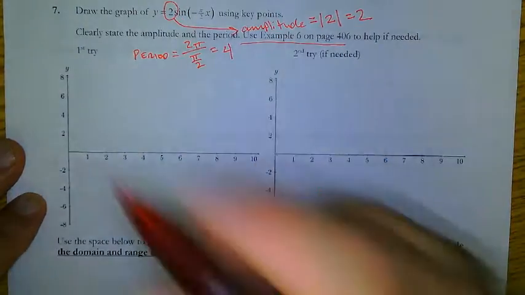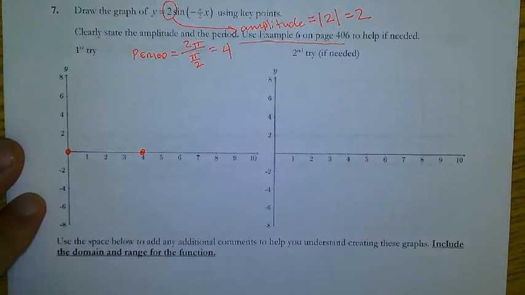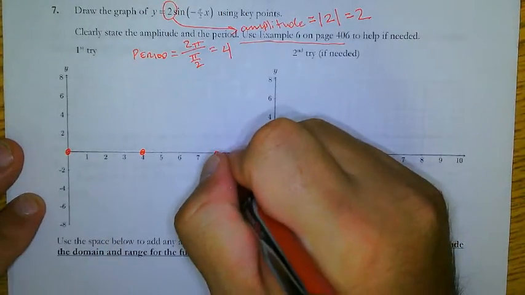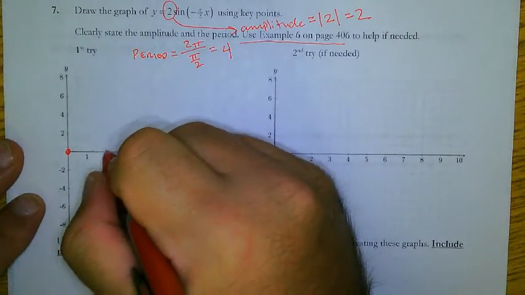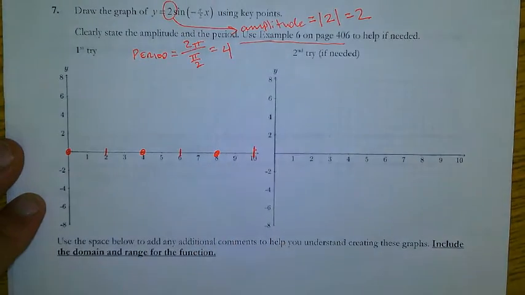This is a sine function, so I know at the beginning of my period and at the end of my period, I'm at 0. All right? Halfway through, I'm also at 0. Okay?